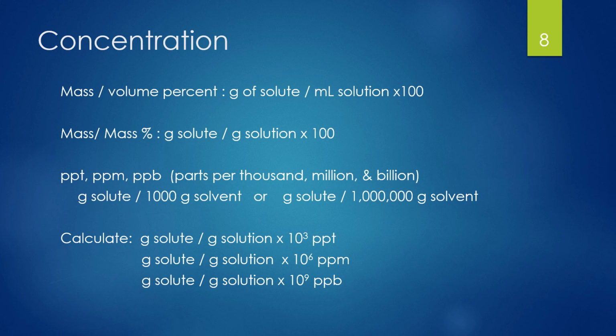So here are some concentration equations that we're going to be using in this chapter. And concentration is basically a measurement of how much solute is dissolved in the solvent. So what percent, for instance, is solute? So looking at these, we have mass volume percent, and this is where we want grams of solute, so we need to know the definitions of solute and solvent to use these equations. So it's grams of solute divided by milliliters of solution.